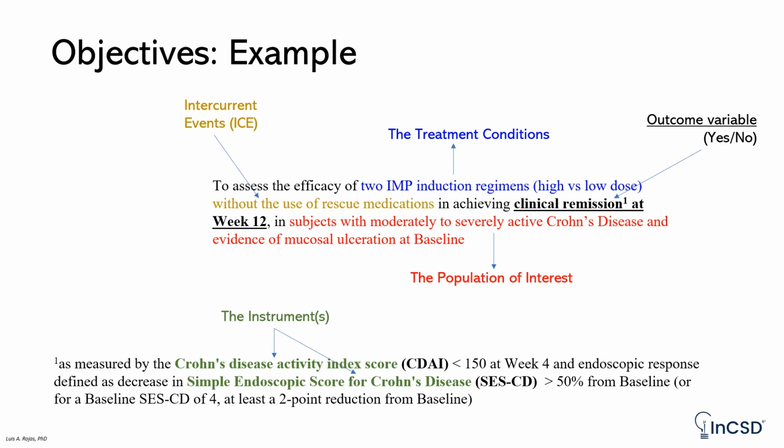and an endoscopic response defined as decrease in simple endoscopic score for Crohn's disease, the SES-CD, with a borderline greater than 50 from baseline, or baseline score using the same instrument of 4 and at least 2-point reduction from baseline. By the way, this is what is called a composite objective.